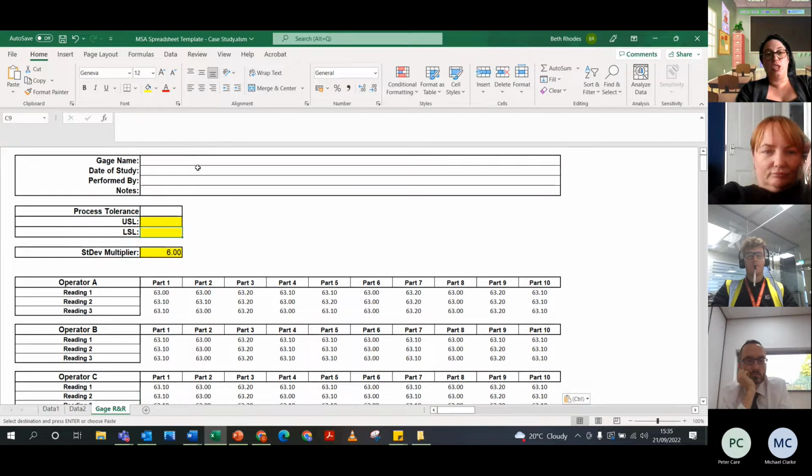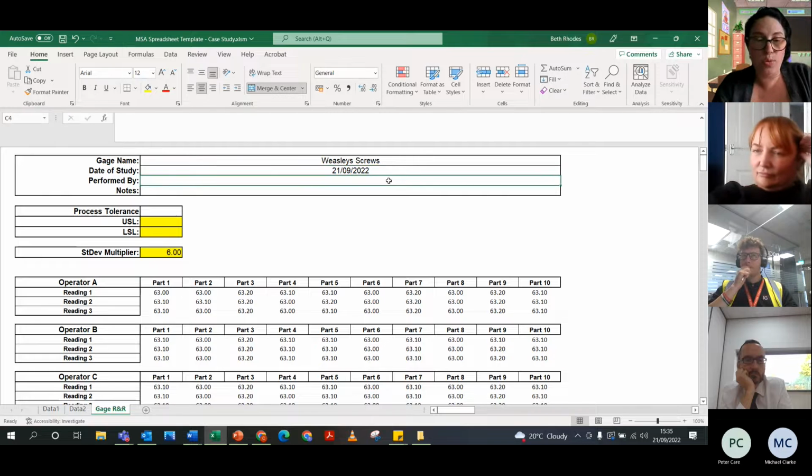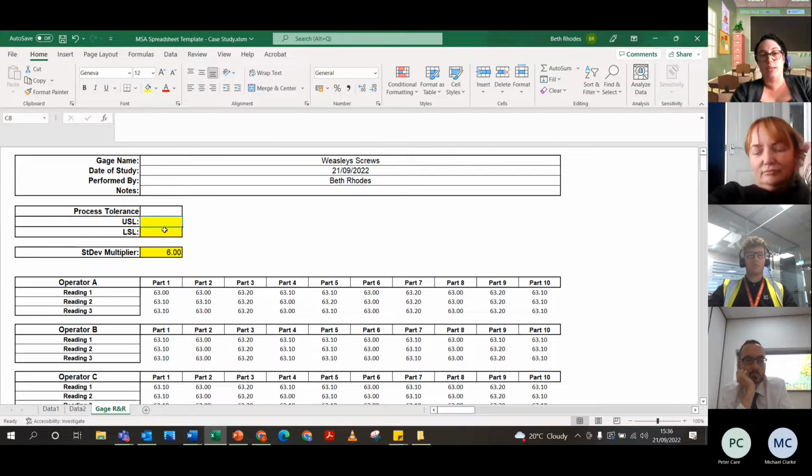The next thing we need to do is give it a name. We're going to call this Weasley's Screws. The date of our study, I'm going to pretend that I definitely recorded that video this morning. It was performed by myself. Then I've got my upper and lower tolerance limits. My lower limit was 63 and my upper limit was 63.5. So I've put in my data at the top.